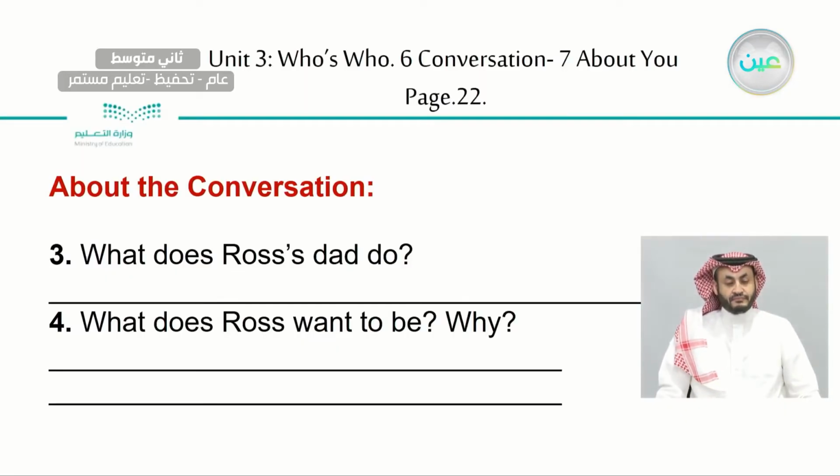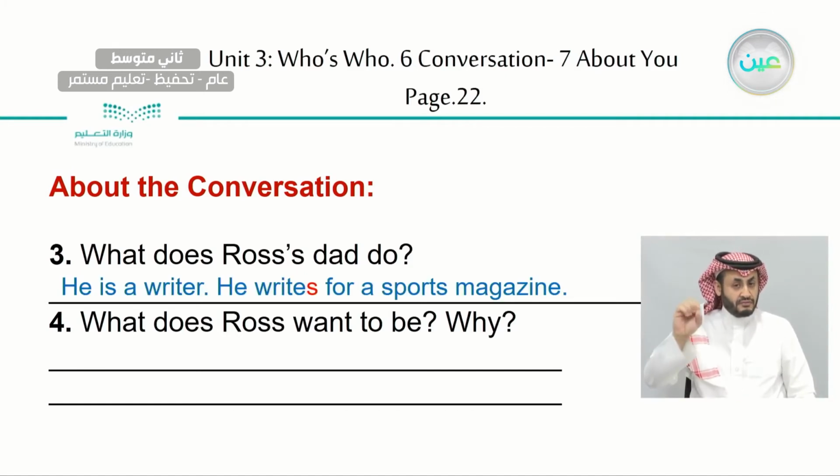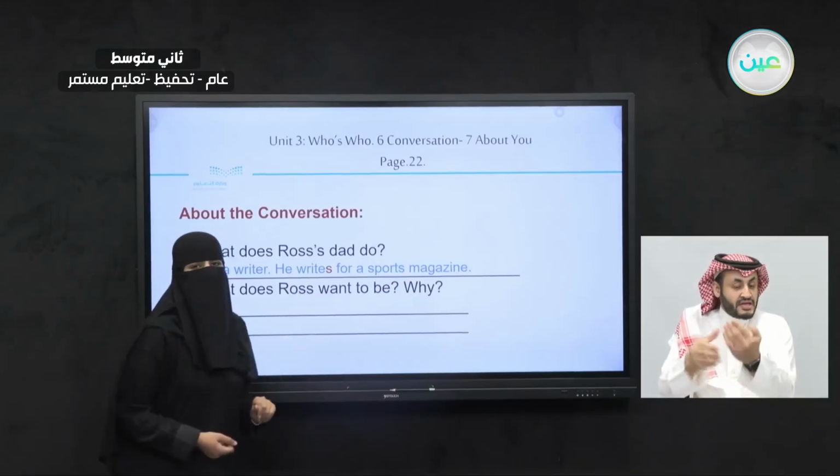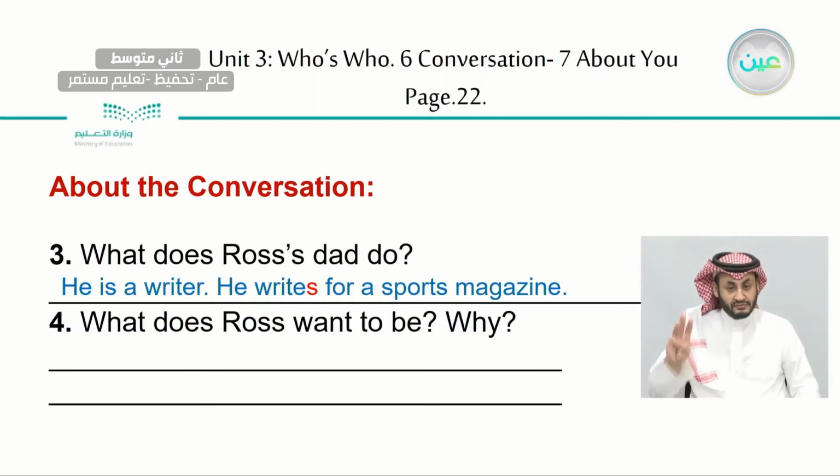Now let's take a look at Ross. What does Ross's dad do? He's a writer. He writes for a sports magazine. He writes. What does Ross want to be when he grows up? What does Ross want to be and why?